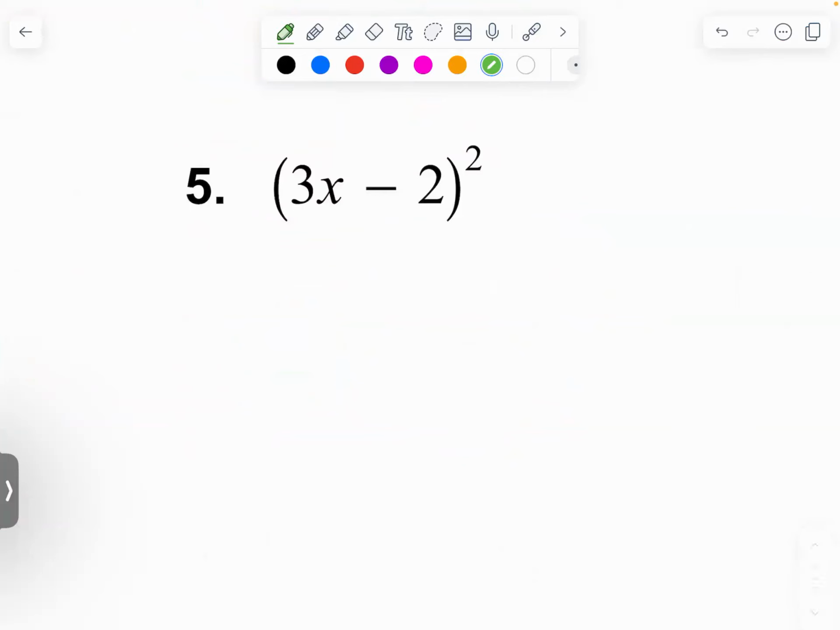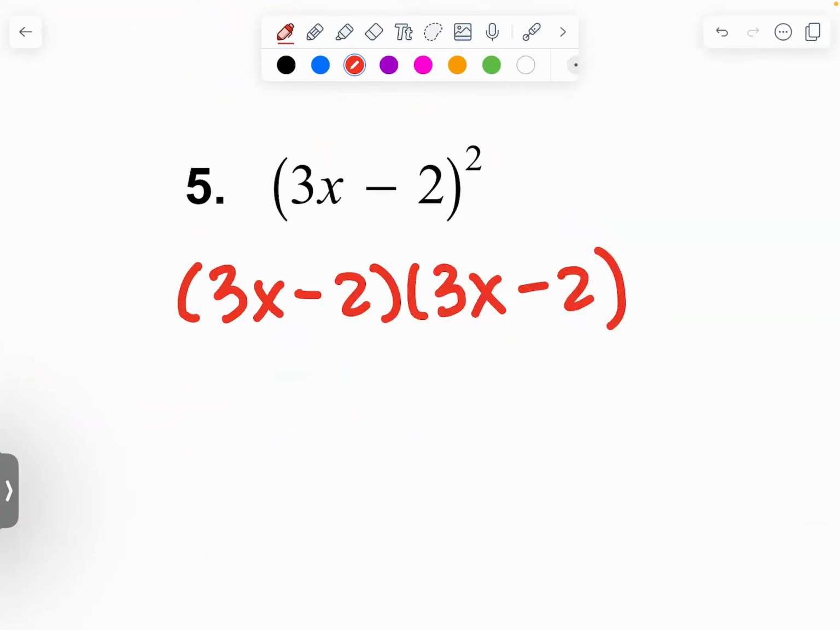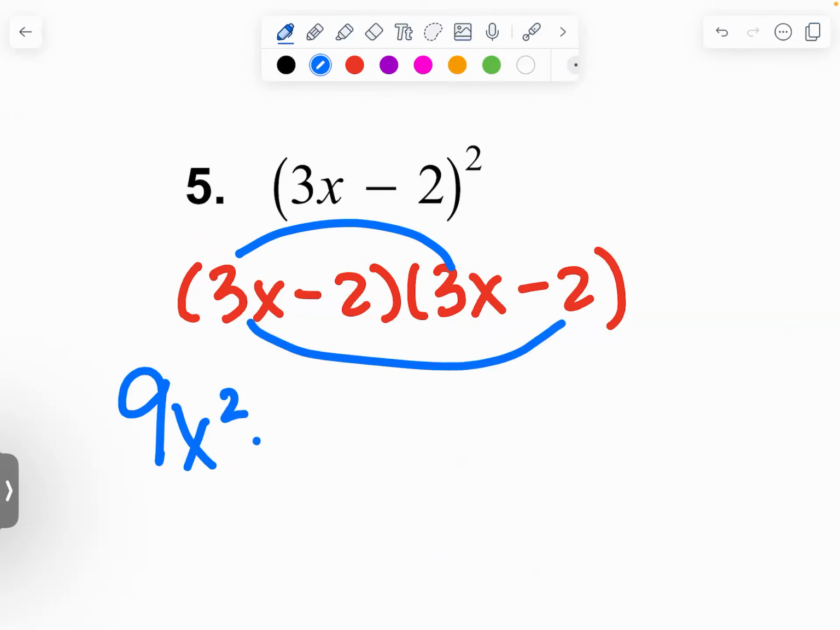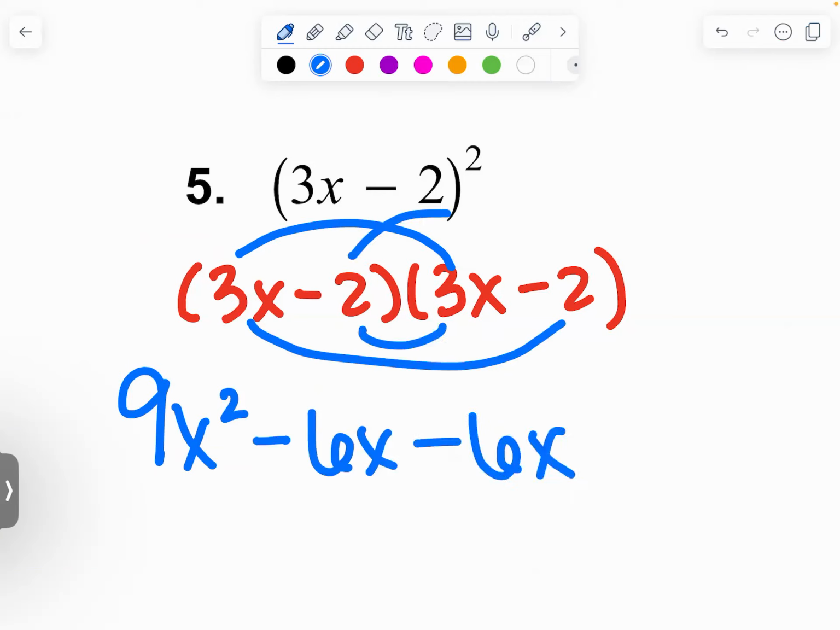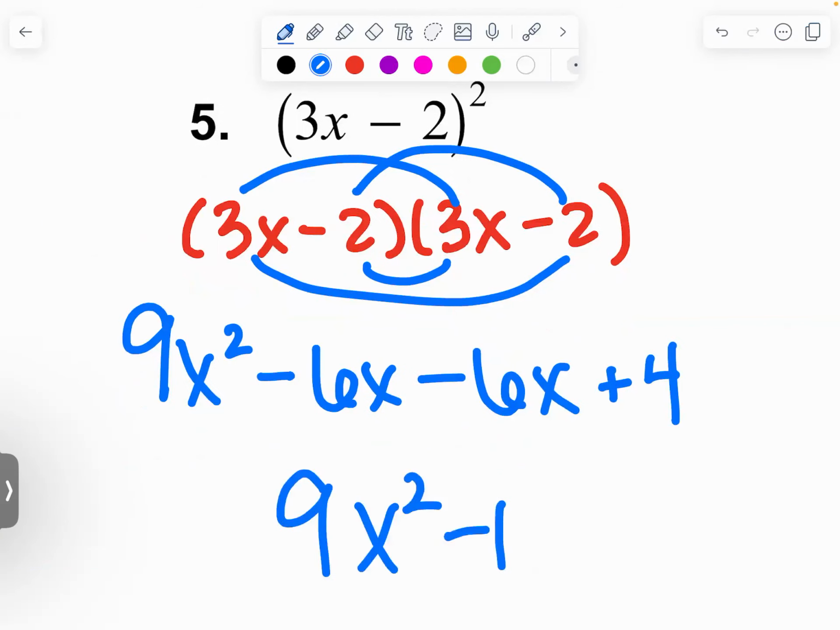Okay, let's talk about number 5. You have to rewrite this as 3x minus 2 times 3x minus 2. What's our first product? Squared. What's our outside product? What's our inside product? And our last? That one's the plus 4. So we end up with 9x squared minus 12x plus 4.